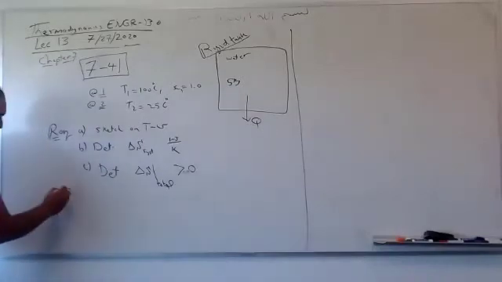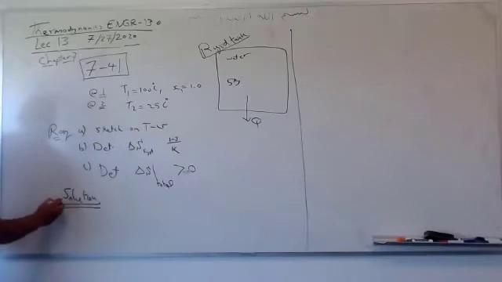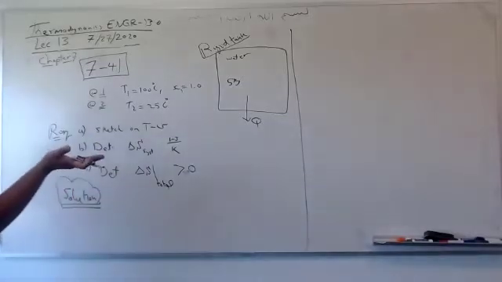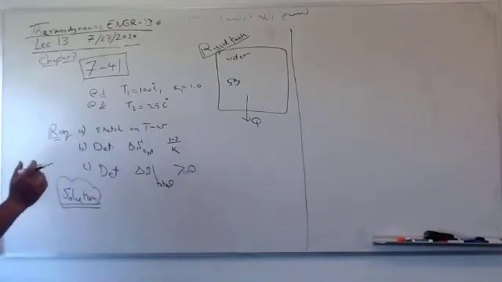Constant volume and constant mass. Exactly, constant specific volume. That's one word, perfect. Mass and volume are constant. Of course, no mass in, no mass out. No volume will change. It's a rigid tank.